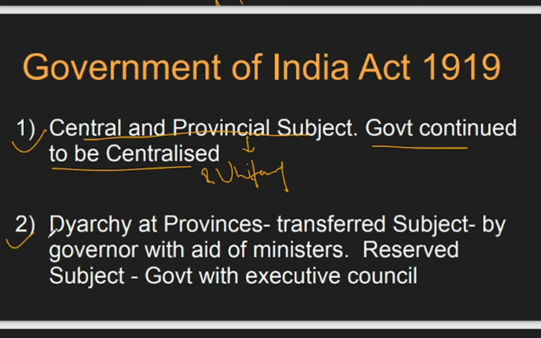Then the second point says that through this act, diarchy at provinces was brought. In this diarchy at provinces, there was a transferred subject and the other is reserved subject. So what does this diarchy mean, and what do transferred subject and reserved subject mean? We will discuss it in detail in the next slide by mentioning a few points.